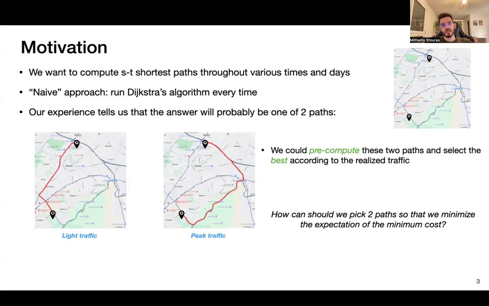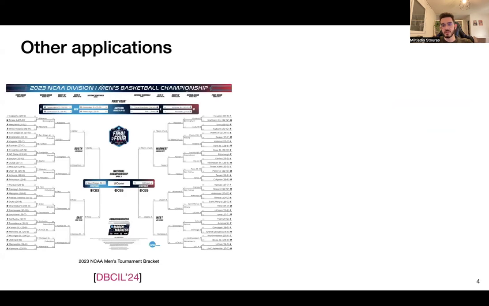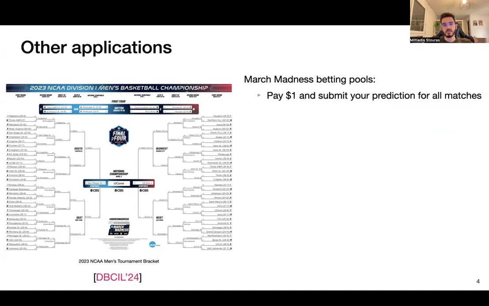So one interesting application is sports betting. You can fix any contest that you like. Here I have picked NCAA's March Madness. For events like this, there are usually betting pools that operate as follows. You can pay a fixed price to enter the betting pool and submit a prediction for all the matches of the bracket.